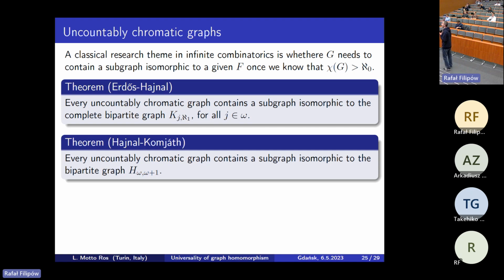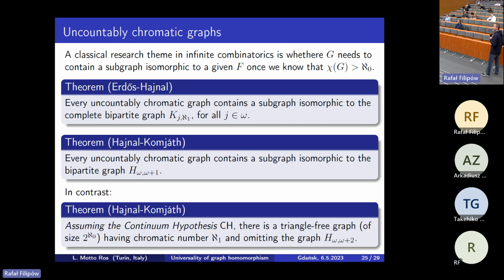And there was a later observation of this form. For example, Hajnal and Komjáth proved that such graphs must contain not only these graphs but also other kinds of bipartite graphs. I don't have the time to draw them on the blackboard, but if someone asks afterwards, I can draw a quick picture. This is a kind of bipartite graph which is important, and again it must appear in every graph with uncountable chromatic number. Then there was this result by Hajnal and Komjáth saying that, assuming the continuum hypothesis, whereas so far it was ZFC always, now assuming some extra hypothesis, you can have a triangle-free graph, a graph without triangles, which is something desirable in the theory, of size the continuum, which has chromatic number Aleph1, so uncountable, and omits the graph H(omega, omega+2).